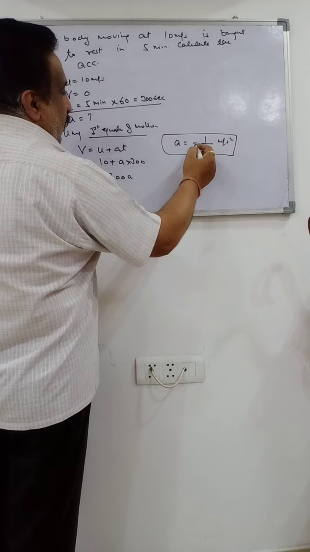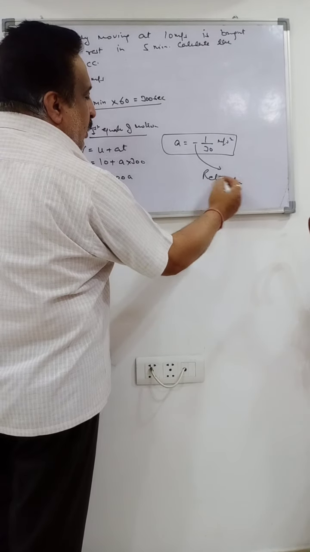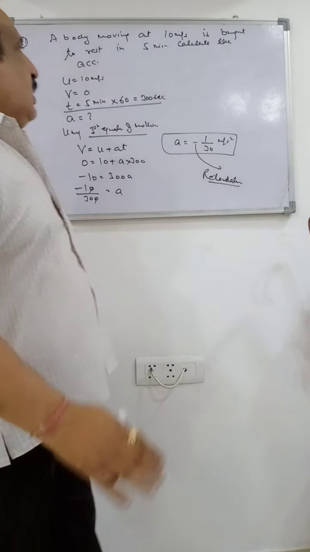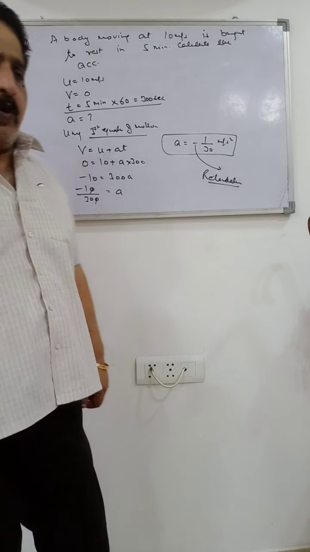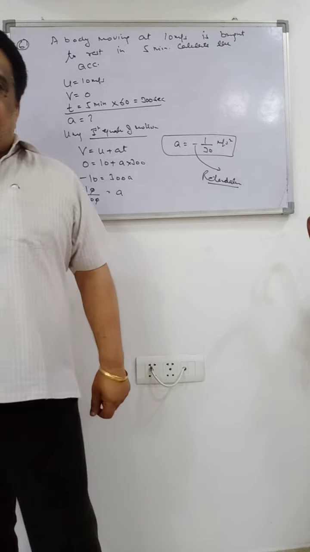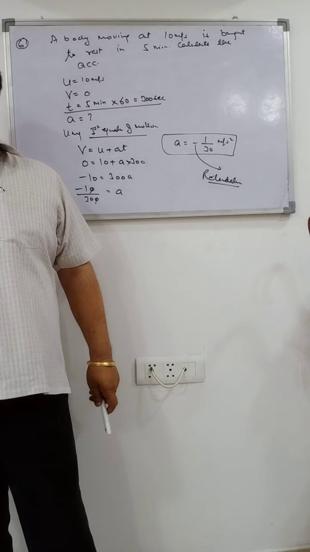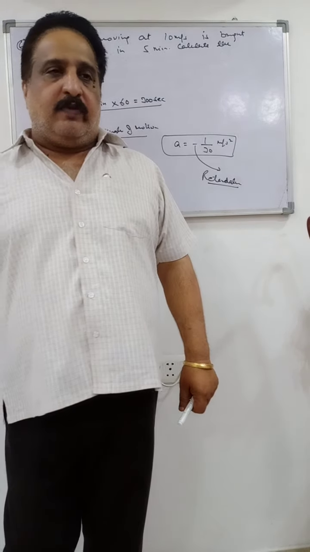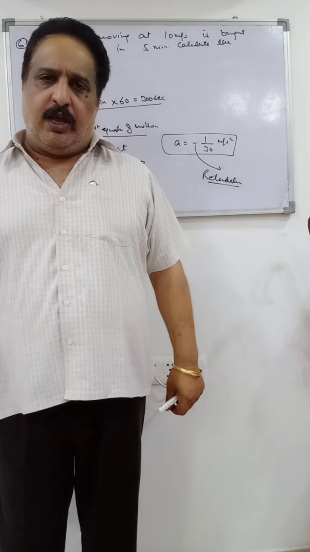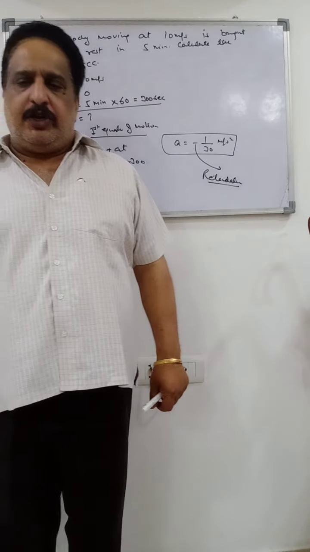What does this minus sign show? That the body is undergoing retardation. Negative acceleration means the body is slowing down because initially it was 10 meter per second and now it is brought to rest. By the application of brakes, the acceleration of the body decreases. Okay, that is, this becomes negative when the body is brought to rest. Whenever a body is moving fast, if it slows down, that means there is retardation, or if it comes to rest, there is retardation. Negative acceleration means retardation only.